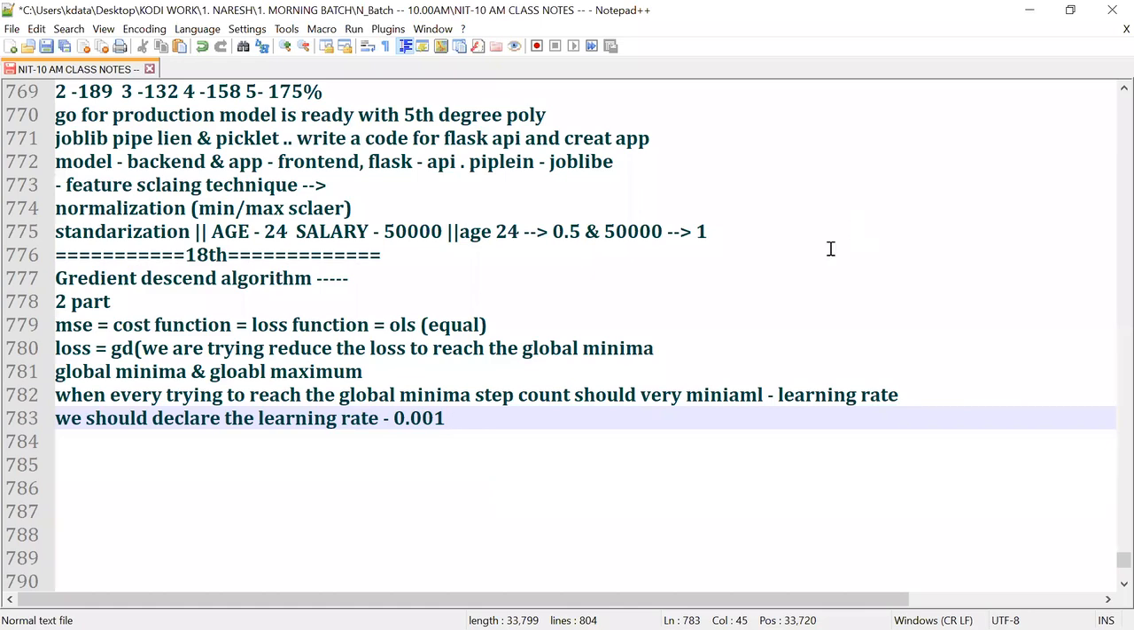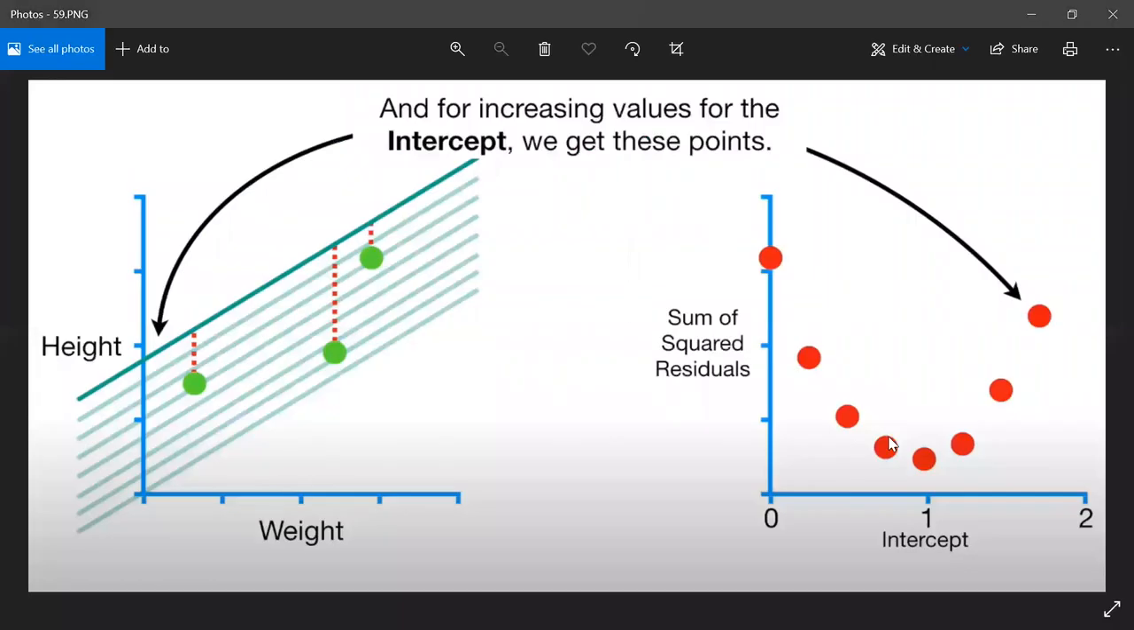What we understood today: when you plot these cost functions, out of 1, 2, 3, 4, 5, 6, 7, 8, which one is your best fit line? The line, the cost function, which is trying to reach this position, is called the global minima. And this concept is called gradient descent. Gradient descent is an optimization algorithm to find the best fit line by reducing the loss. Yes Sumit, clear?